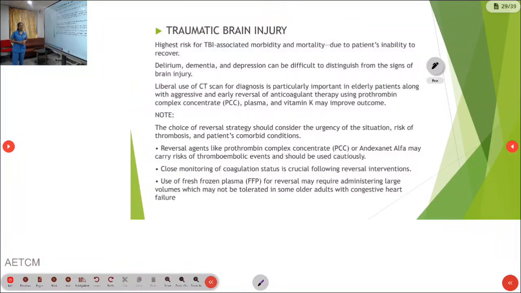Close monitoring of coagulation state is crucial following reversal, and use of fresh frozen plasma for reversal may require administration of a large volume, which may not be tolerated in older people who already have congestive heart failure.